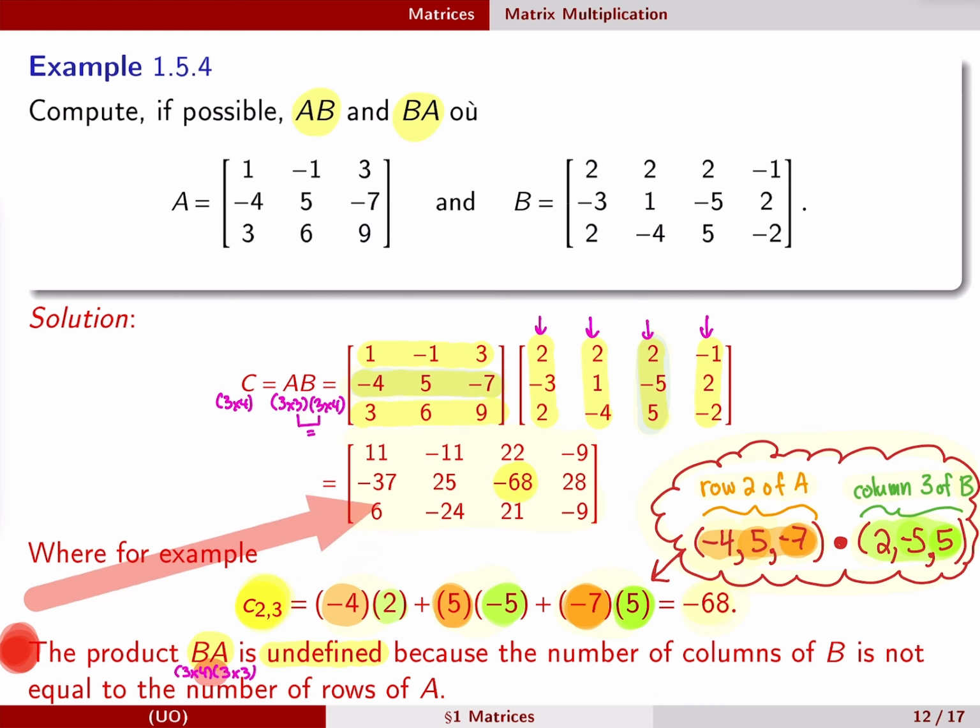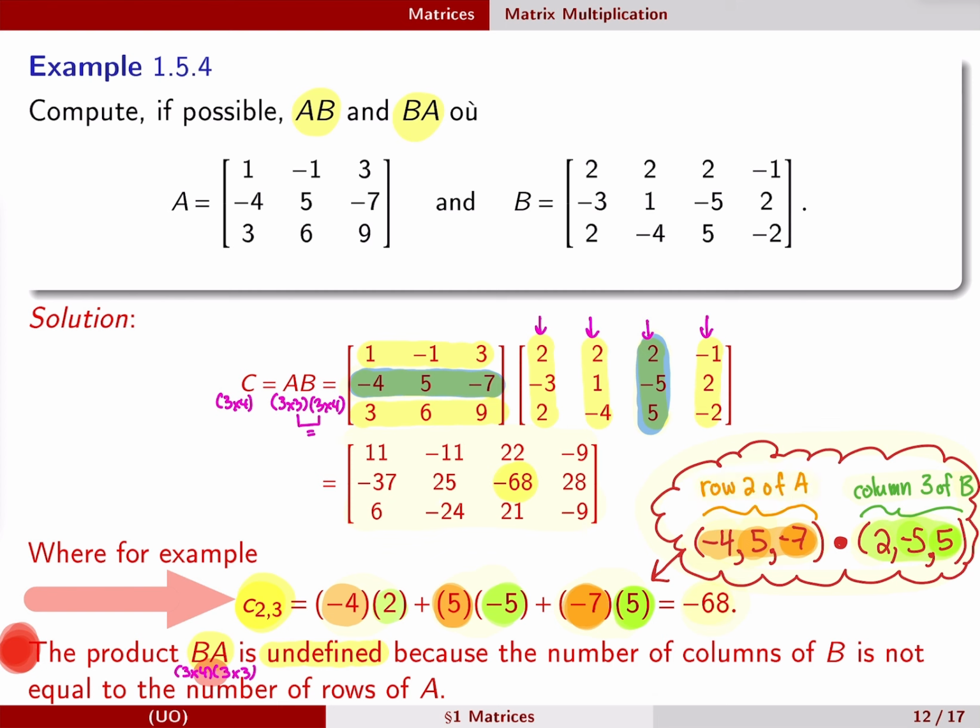Well, if you want C23, what you should do is take the second row of your first matrix. So the first number tells you which row to pick. In this case, it's minus 4, 5, 7. And the 3 tells you to use the third column. So you take the third column. Those are the only two pieces you need in order to do your computation for the entry C23.